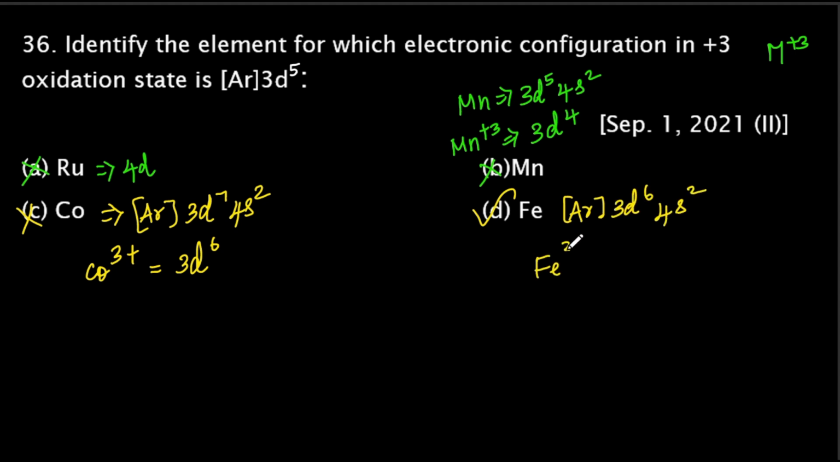Then iron in +3 oxidation state, 2 electrons from 4s orbital are removed and 1 electron from 3d orbital is removed. So the configuration is 3d5. So our correct option is option D.